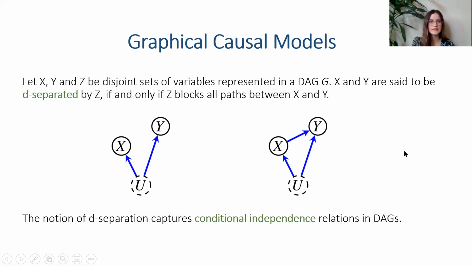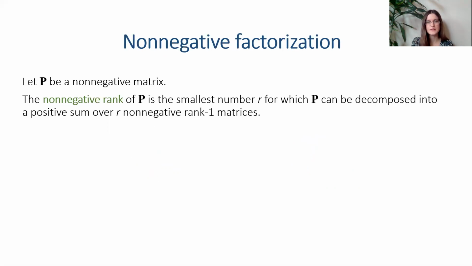And now the important thing is that the notion of d-separation captures conditional independence relations in DAGs. So in here, u d-separates x and y, and it means that x and y are conditionally independent given u. Okay, now let me introduce one more definition not connected to causal diagrams that will be needed for the results that I will show you later. And it's non-negative rank. So let P be a non-negative matrix, and the non-negative rank of P is the smallest number R for which P can be decomposed into a positive sum over R non-negative rank 1 matrices.